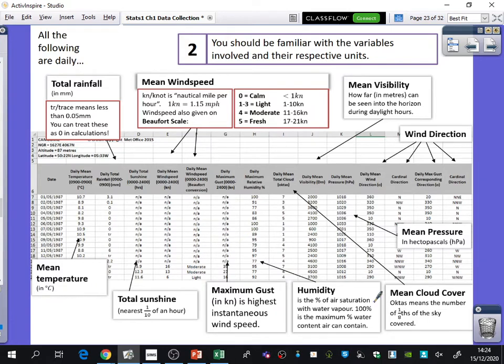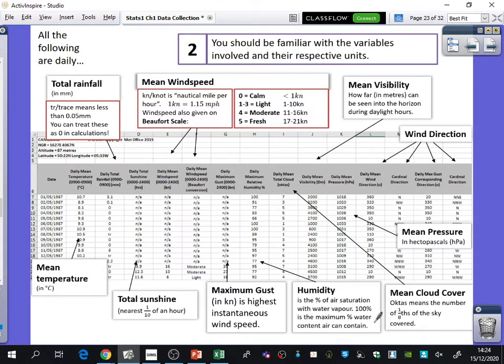The humidity is the percentage of the air saturation with water vapor. So the most humidity that you can have is 100%. That is the maximum percentage of water content that the air can contain. Have you ever been to a foreign country where it feels really sweaty and hot outside? In Bangladesh, in the summer especially, it's going to be hot and humid and sticky. That's what 100% humidity is. If you go to somewhere like a desert country, the humidity will be like 0% and it will be really hot, but it won't feel sweaty in quite the same way. So that's what humidity means.